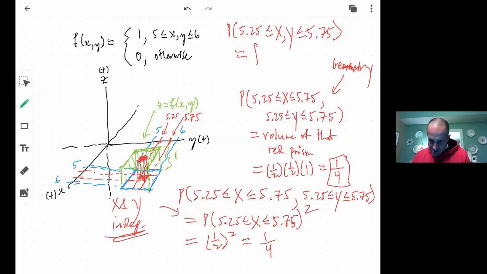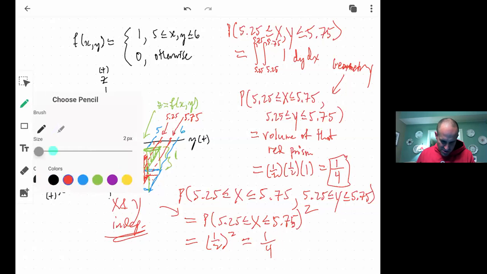So watch this. This is the integral of the integral of what? Well, it's going to be 5.25 to 5.75, and then 5.25 to 5.75. And I would integrate f of xy, which is 1. Then I have to decide if I want to do dx or dy. It doesn't really matter. Let's just do dy and then dx.